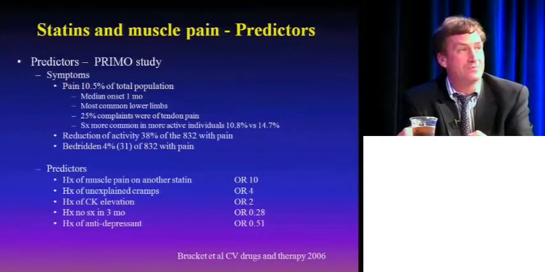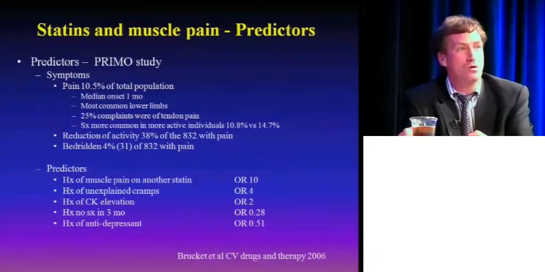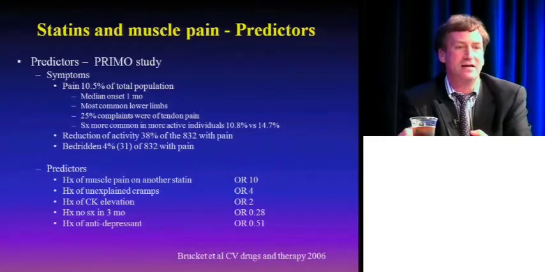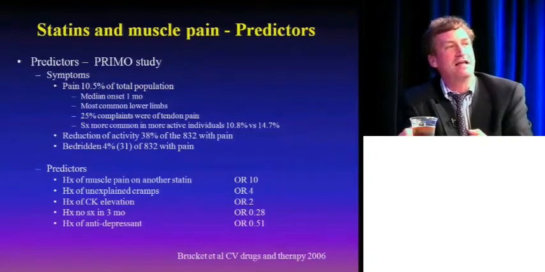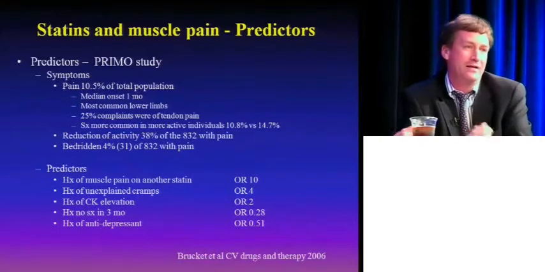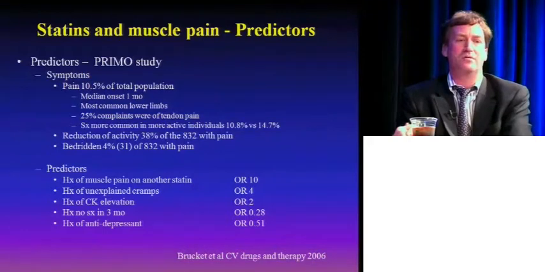History of unexplained cramps, odds ratio of 4, so more likely. History of CK elevation, not that correlated, only twice as likely. If you've had no history for 3 months, the likelihood is very low. So if you've tolerated a statin for a while, it's probably not myalgia associated with the statin. And interestingly enough, if you were on an antidepressant, you were less likely to complain, probably because if you had a little bit of baseline pain, you could tolerate it better and you didn't complain if you were on the antidepressant. That was how it was thought about.